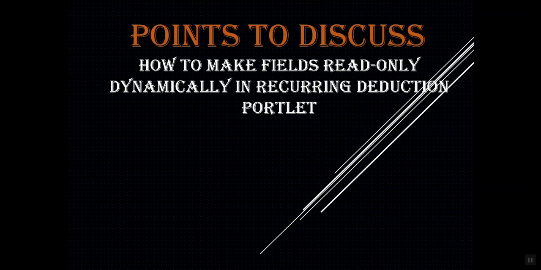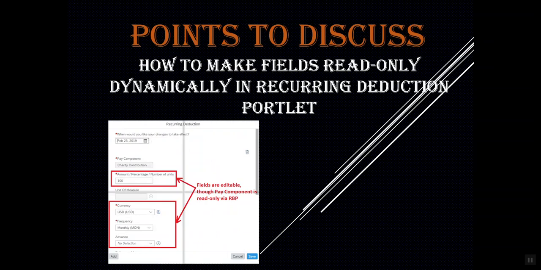So from this line or from this thumbnail view, you might be confused what kind of topic this is. So let me just explain first theoretically, then we'll go to the system and see what I'm talking about and what the workaround is. If you already work on the EC portlets, you might be aware that there is one portlet called recurring deduction. So what is this recurring deduction basically?